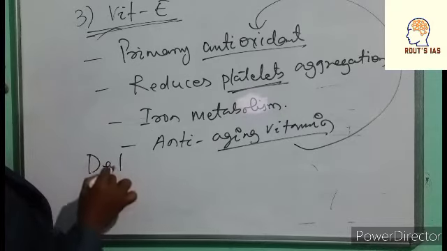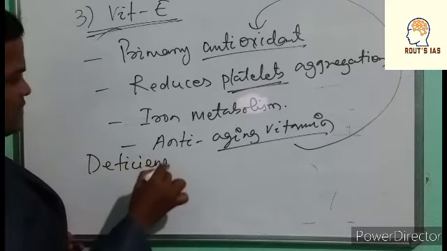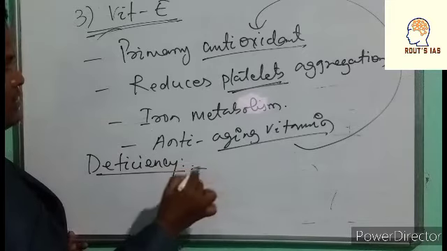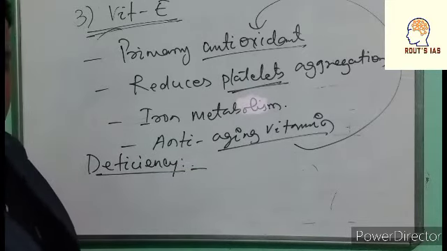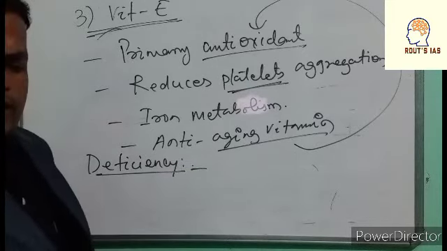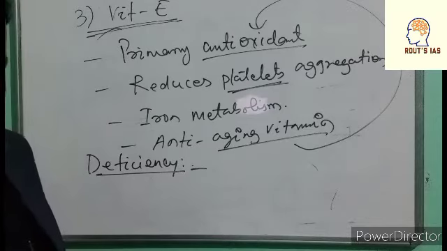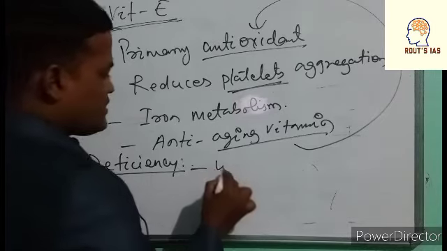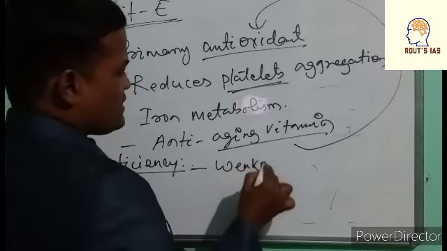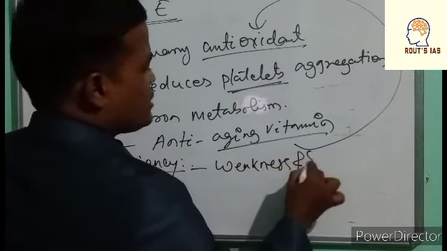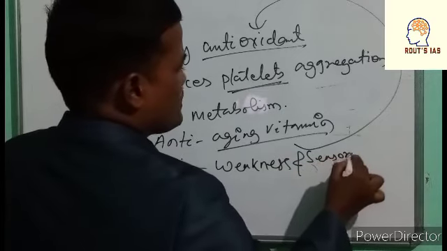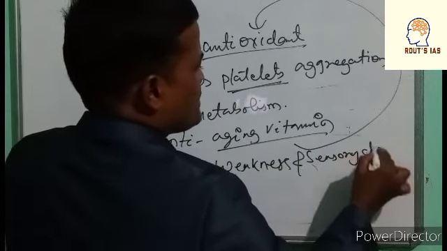What will happen with deficiency? Number one, what is the deficiency called? Prolonged deficiency of vitamin A causes fat and coordinate movement weakness and sensory disturbance. Organ weakness and sensory disturbance. What do you mean by sensory disturbance?